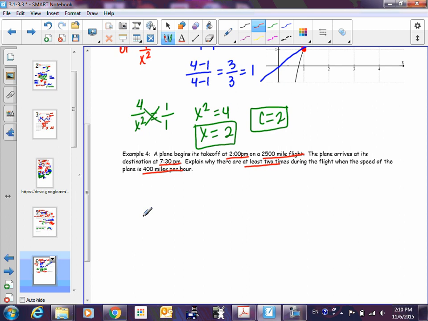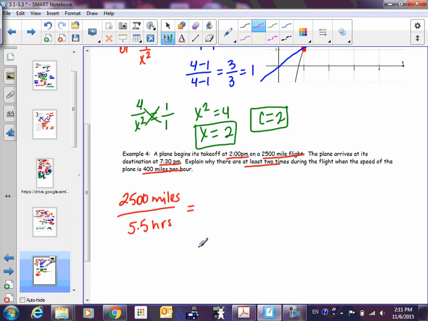But why does the speed have to be 400? How do I know if I'm even going to reach 400 miles per hour? What else in the problem could we use? And I'm not interested in calculus here. Okay, so if we're going 2,500 miles, how much time did that take? 5.5 hours.